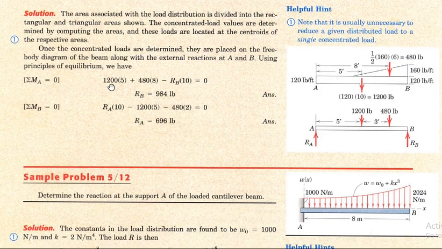And the solution is that we have to find the moment at point A. 1200 multiplied by 5 plus 480 multiplied by 8 minus the reaction at this B point, RB, into total distance, which is equal to 10. So the reaction at B is 984 pound. Next we have to find the moment at point B. RA into the total distance of this beam, which is 10, minus 1200 into 5 minus 480 into 2. The reaction at A is equal to 696 pound.